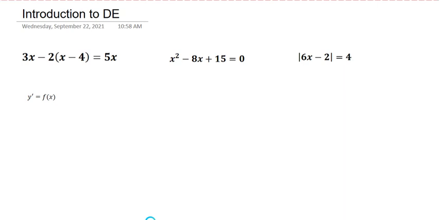So let's start off with the introduction to differential equations. If you could remember in high school, you studied algebraic equations. Examples of algebraic equations you were able to solve before: for example, 3x minus 2 multiplied by the quantity x minus 4 is equal to 5x, or a quadratic equation such as x squared minus 8x plus 15 is equal to 0, or absolute value equations such as the absolute value of 6x minus 2 is equal to 4.